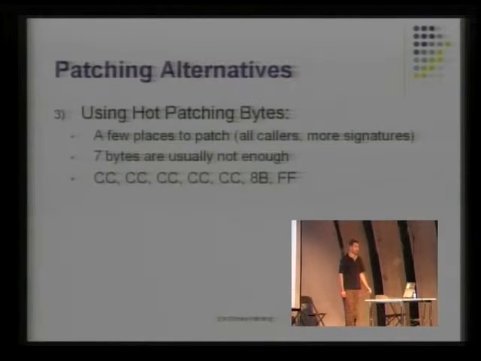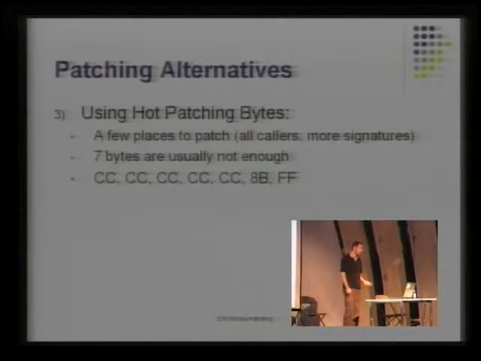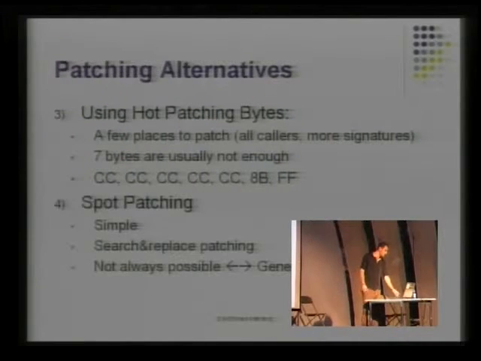So another patching alternative is the hot patch. We said already that we have 7 bytes. Maybe some of you recognize the CCs and mov EDI, EDI. The problem with this approach is that it's not good for static or on-disk patching. The other problem is that you have to patch all the callers and not the vulnerable function, because it's probably strcpy or memcpy and things like that that can't be patched easily. So you have to patch a few of the callers, and then you need more signatures and it becomes harder.